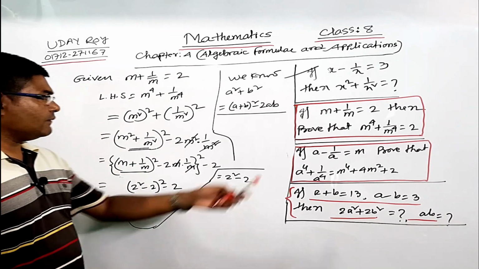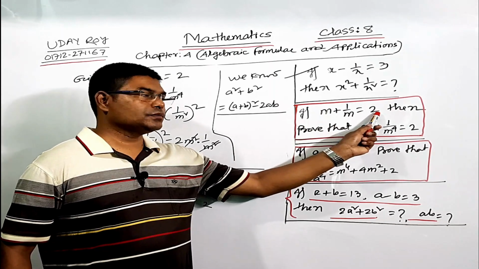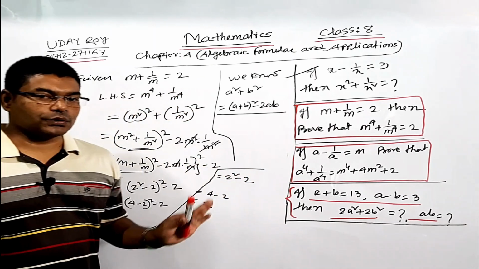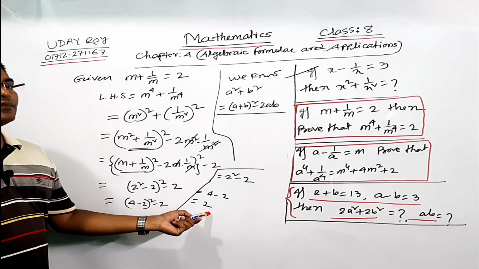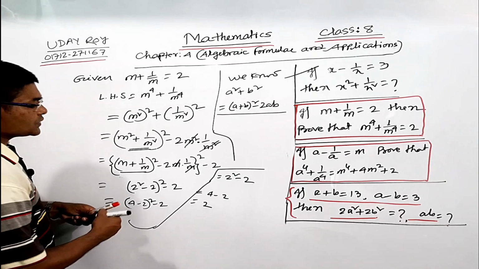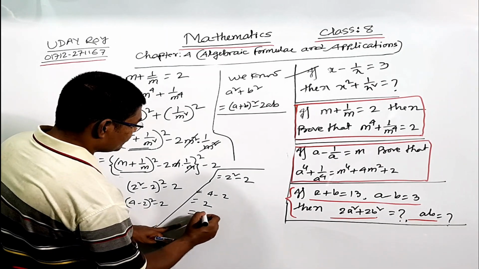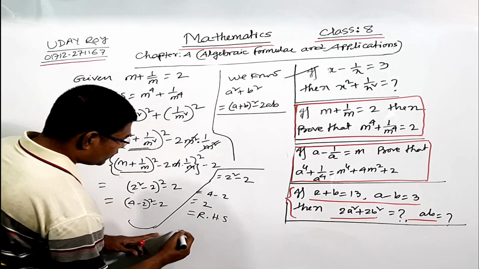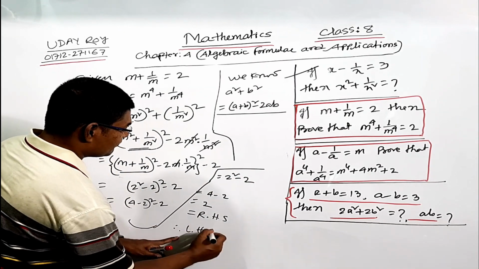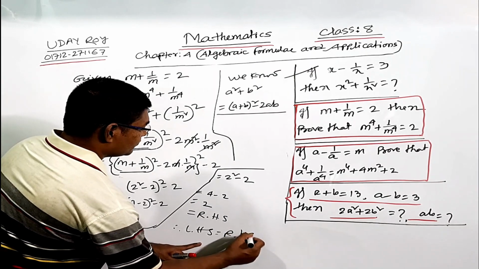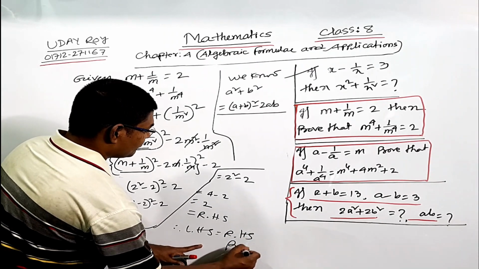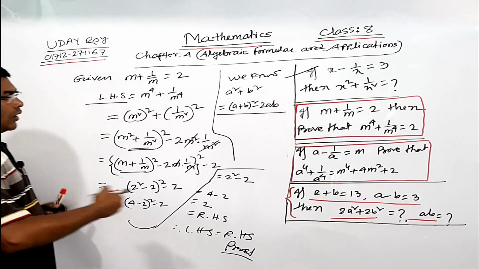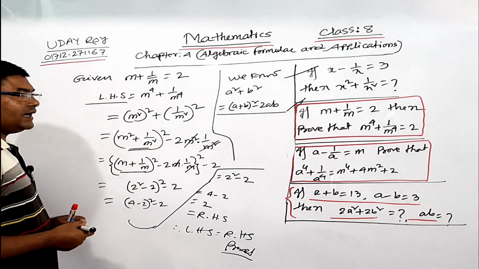So you can see here m plus 1 by m equal to 2, m to the power 4 plus 1 by m to the power 4 equal to 2. So we have got right hand side here is 2. So we can write, this is right hand side. So here is prove that. So we can write, therefore left hand side equal to right hand side, proved. So we have got this maths already done.